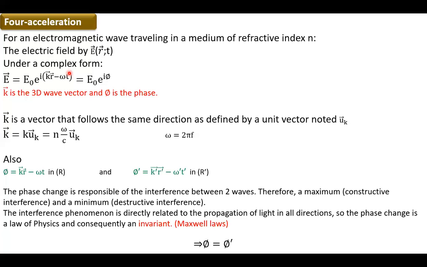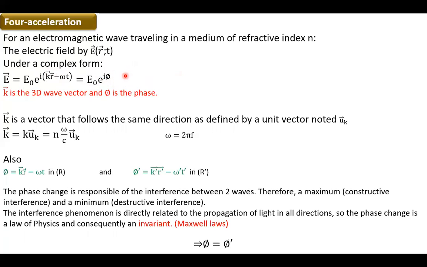Or you can replace the k r minus omega t by phi, which is the phase. When we say a phase, it's the difference of phase between two electromagnetic waves that are interfering. So they will create a certain difference of phase. We call it the phase.